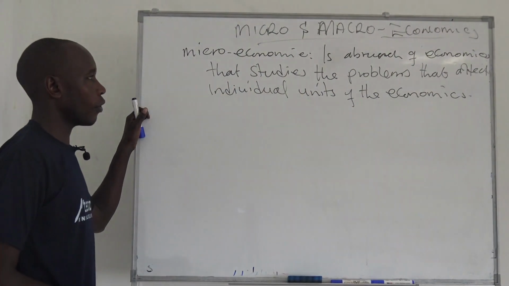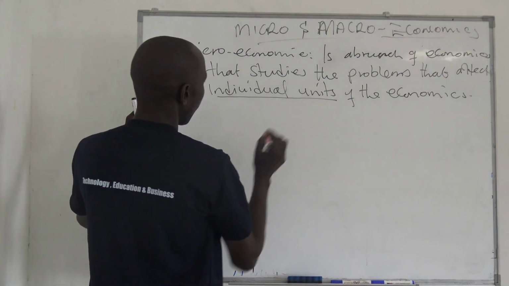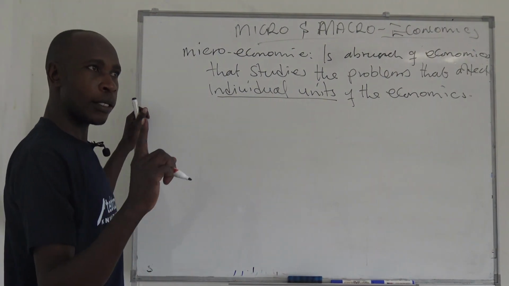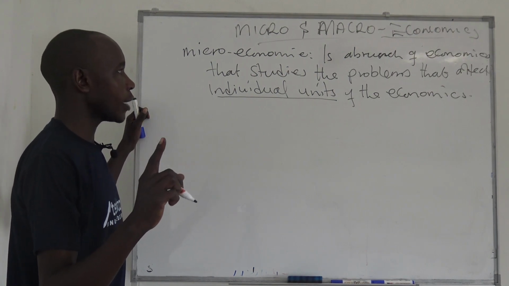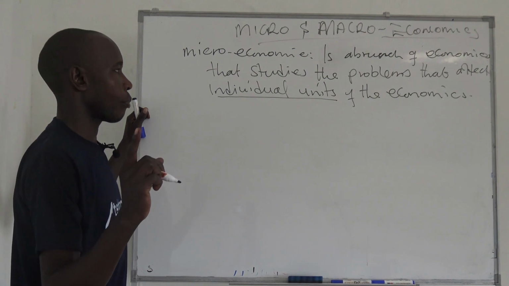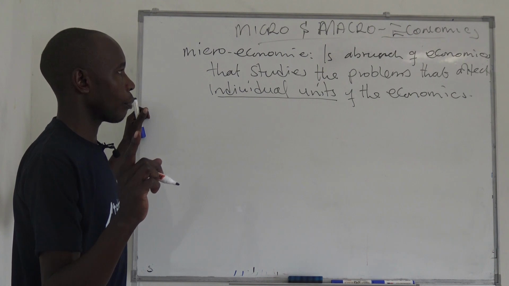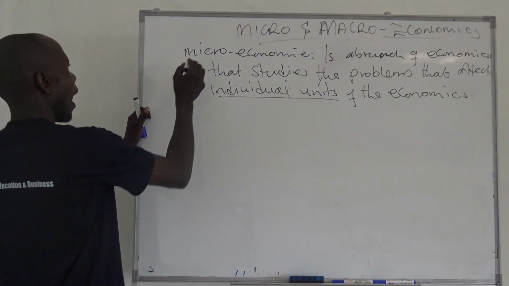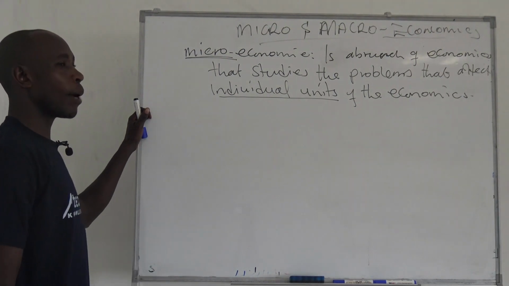Individual units of the economy. We are calling it individual units because we are looking at one specific unit of a problem. And that one is observed from our branch called micro.